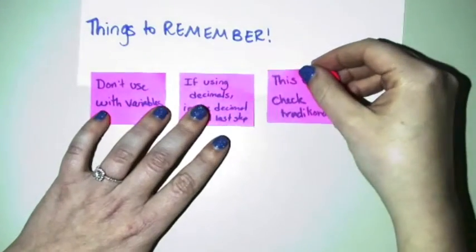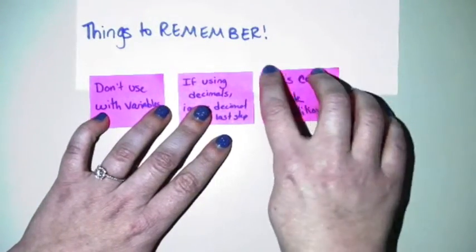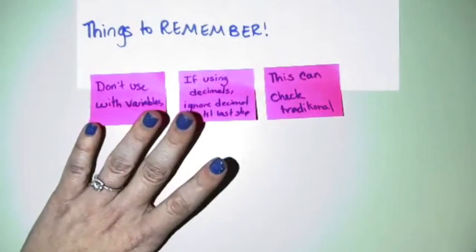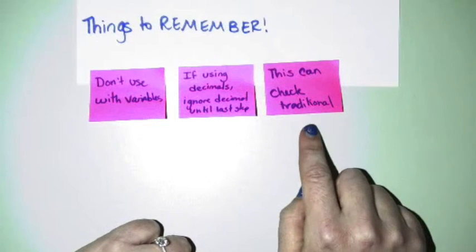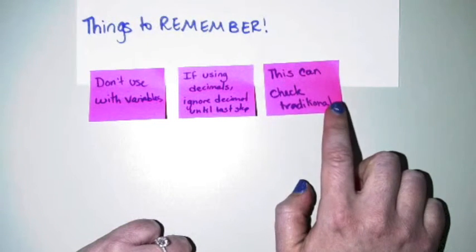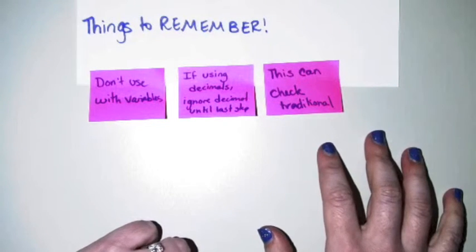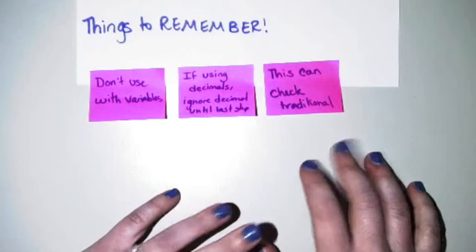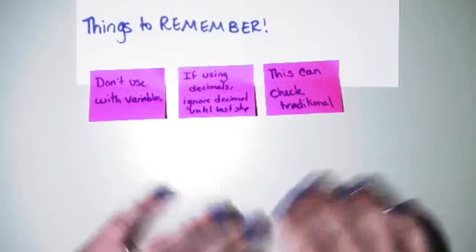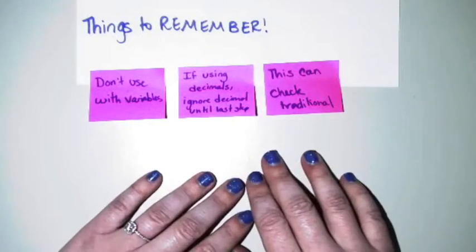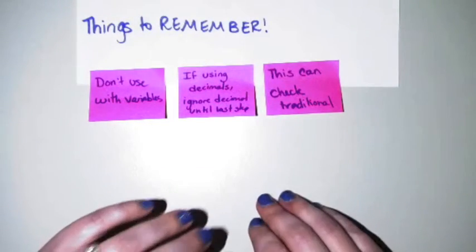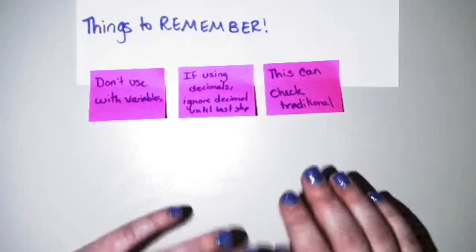Last thing you want to know is that even if you don't love lattice method, you can always use it to check your traditional multiplication. It's a really good way to check if you think maybe you might not have done it correctly, or even if you're really sure you did it correctly, you want to make sure that you check everything, because that's where we make most of our mistakes, just that silly rushing through things.